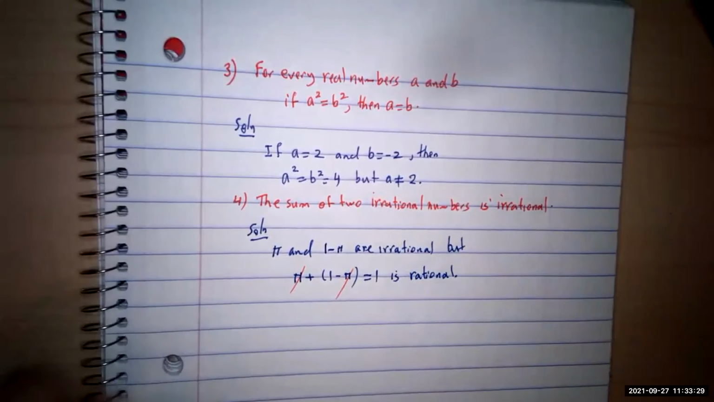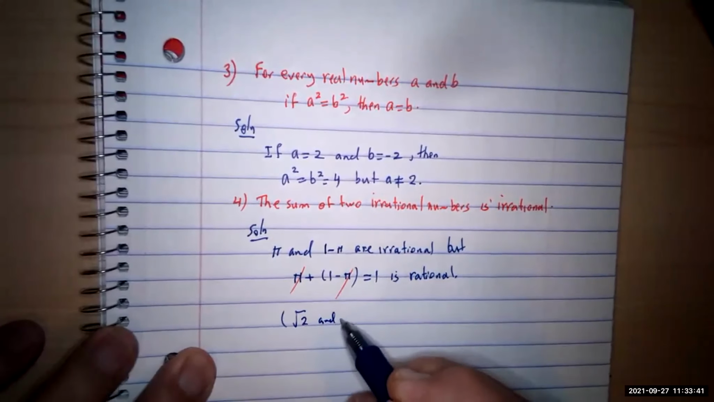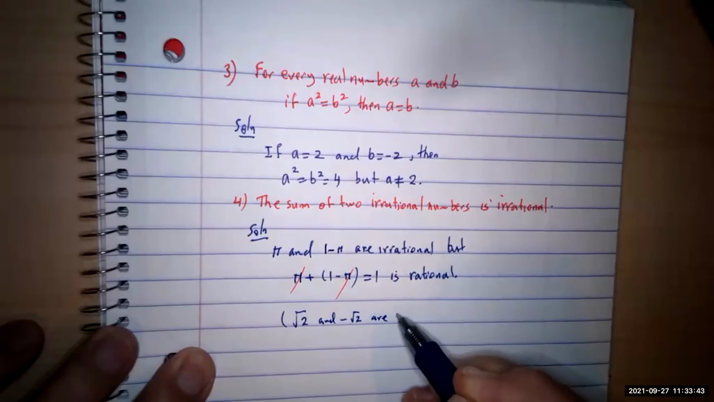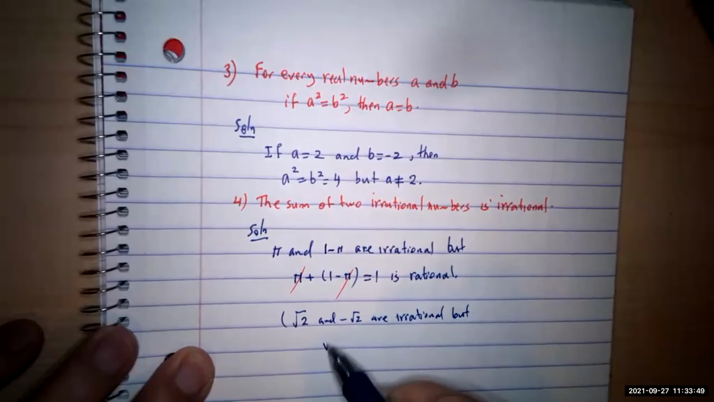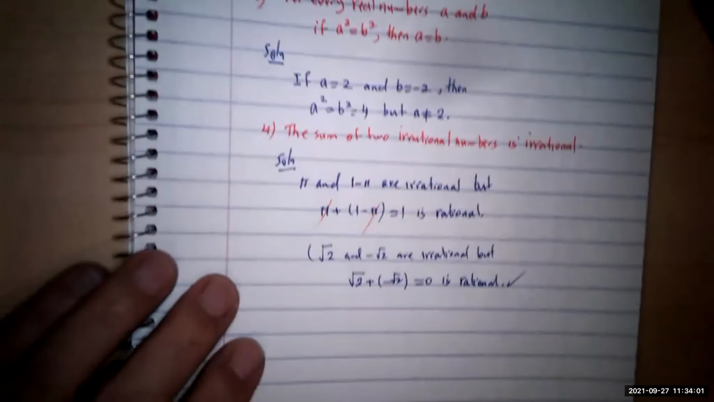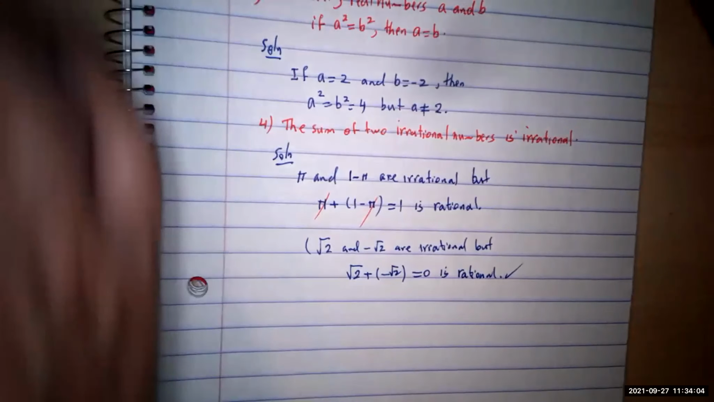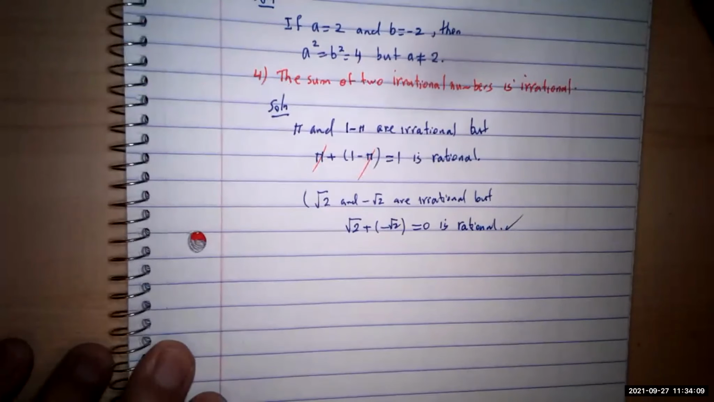So you reject it. Radical 2 and negative radical 2 is the easiest one. Radical 2 is an irrational number, and negative radical 2 is irrational. But if you add them together, radical 2 plus negative radical 2 would be 0, which is rational. You have a number of these expressions regarding rational and irrational, so just get to know them, and we're going to have more. So this is going to be number 4.